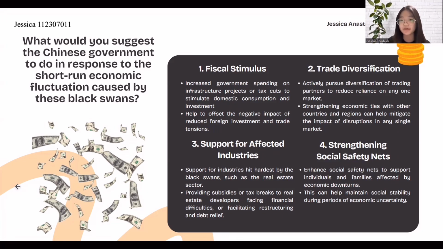And the last one is strengthening social safety nets. Enhance social safety nets to support individuals and families affected by economic downturns, including unemployment benefits and social welfare programs. This can help maintain social stability during periods of economic uncertainty.